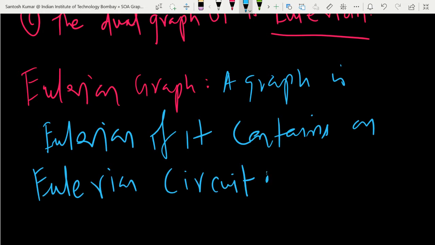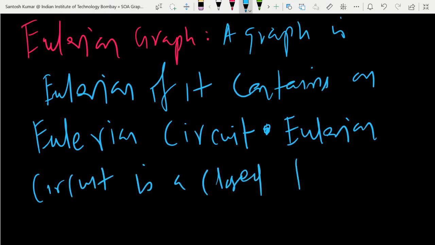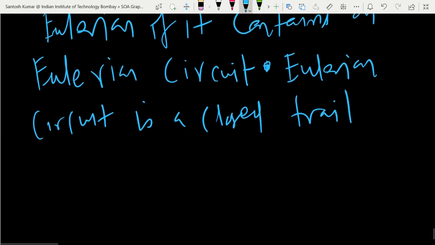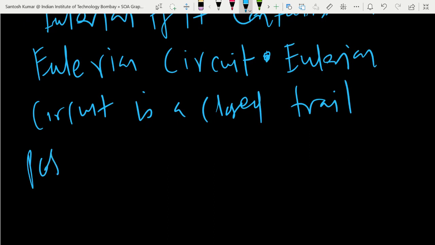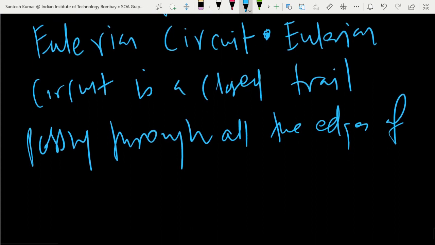So an Eulerian circuit is a closed trail that contains all the edges of the graph. Yes, passing through all edges, or containing all the edges of the given graph.